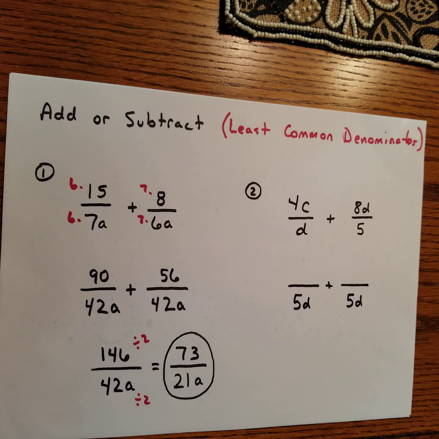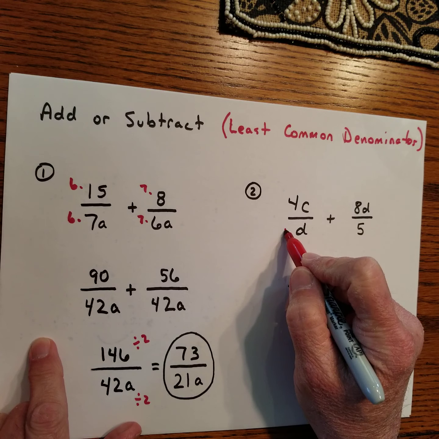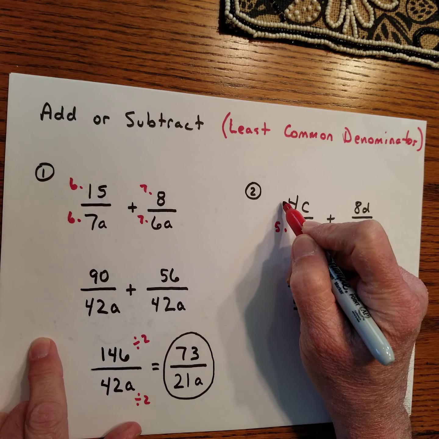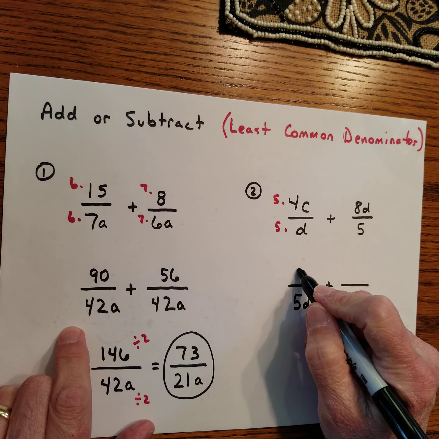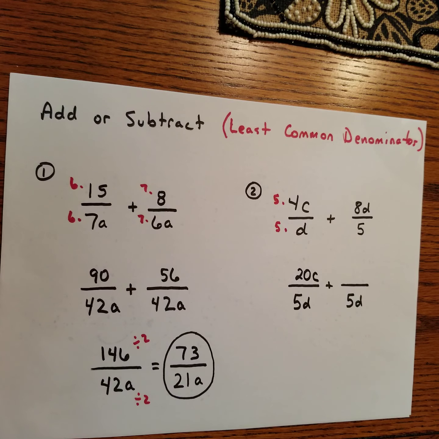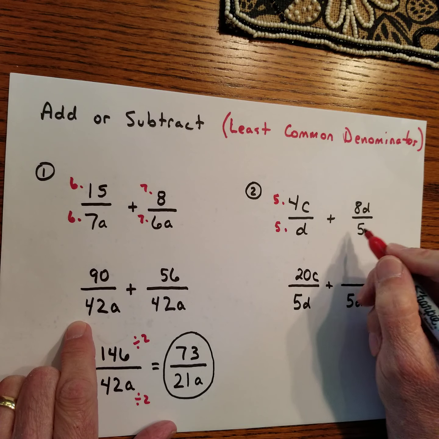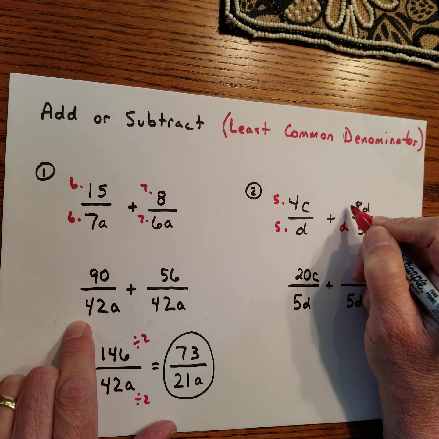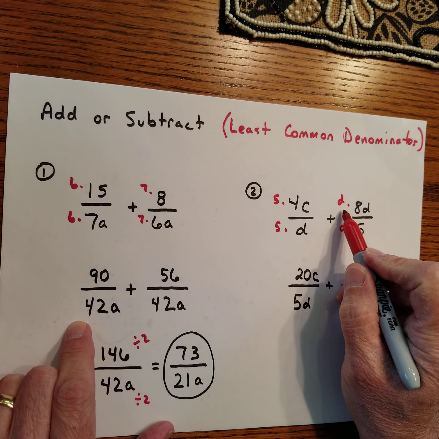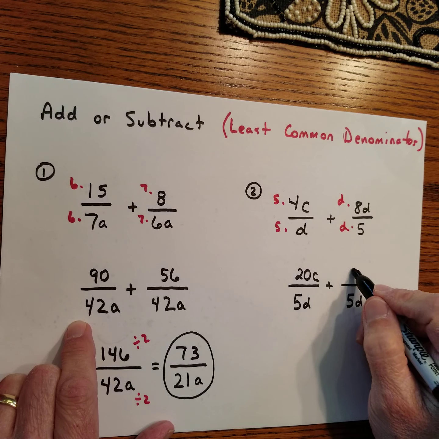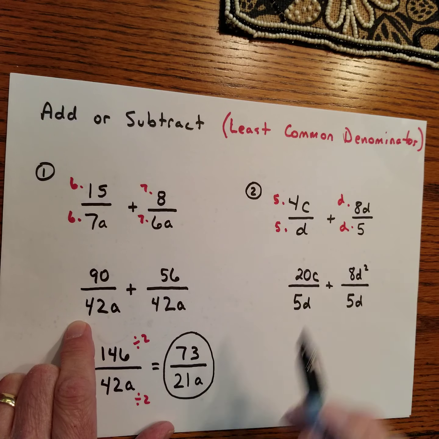Now for the numerators. What do you multiply times d to get 5d? I multiply by 5. Let's multiply the top by 5. 5 times 4c is 20c. What do you multiply times 5 to get 5d? I'm multiplying by d. Let's multiply the top by d. But if I multiply d times 8d, I'll get 8d squared. D squared because I'm multiplying these two d's together.